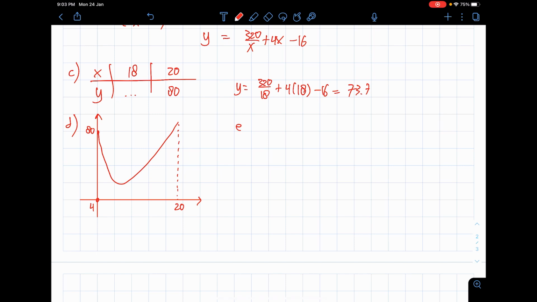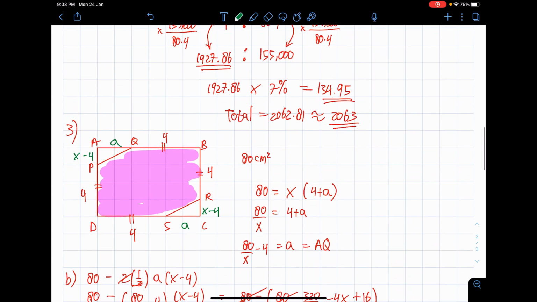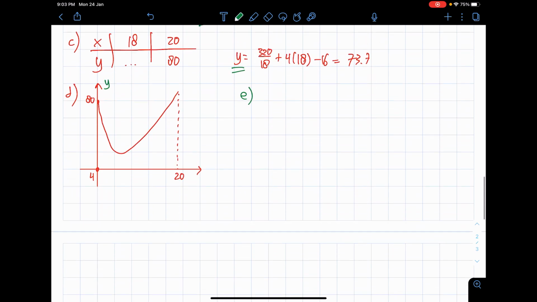Next, part E. Use the graph to find the greatest value of x when the shaded area equals 60. I'm going to use the green color for question E, for the additional picture. Now when the area is 60, you see that the area is y, because the y that we got earlier represents the shaded area. X is the length of AD just now, right? Think of it like the length of the piece of the rectangle.